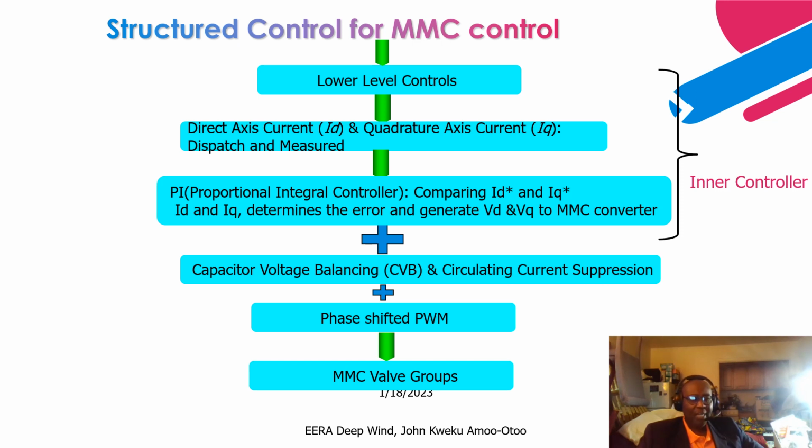As you know, in an MMC converter in operation, you have the upper arm and the lower arm, and three phases, phase A, phase B, phase C. Due to unbalanced voltages, you can have a circulating current flowing between the phases, and also between the upper arm and the lower arm. So you have a circulating current suppression algorithm that minimizes these circulating currents. Then you have pulse width modulation, which provides the direct axis voltage and the quadrature axis voltage to the converter, to regulate the converter.